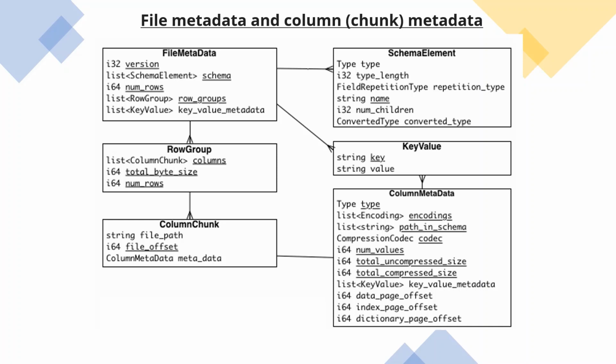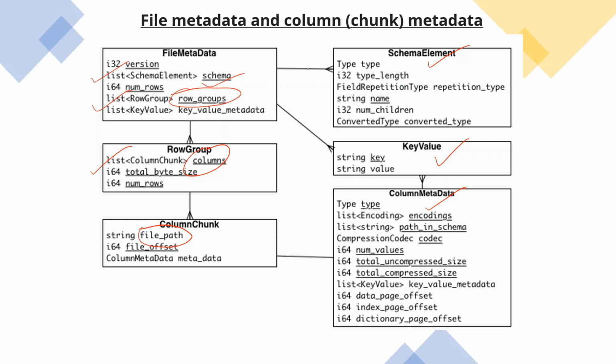This slide will help us understand the file metadata and column metadata. If you see the left-hand side, this is your file metadata. These are the data type lists. We are storing the schema, and then we have another list where we are storing the row groups, and the row group goes further down. Here, the data type is the column, and in the column we are storing the file path. This is your file metadata, and it also covers the column metadata. On the right-hand side, you can see the schema element, the key value, and the related column metadata.